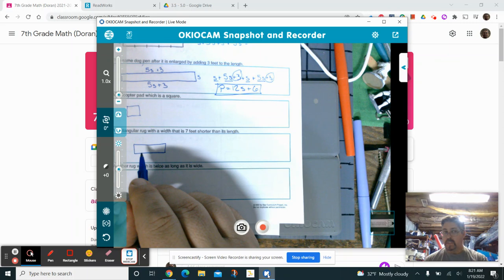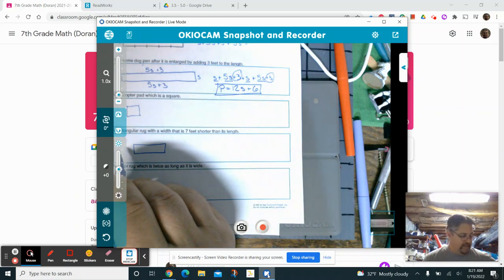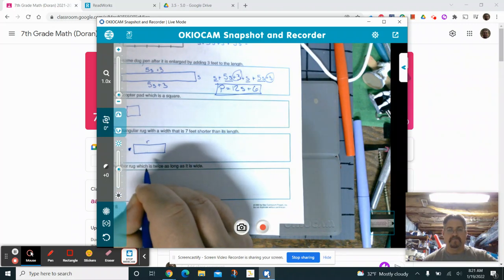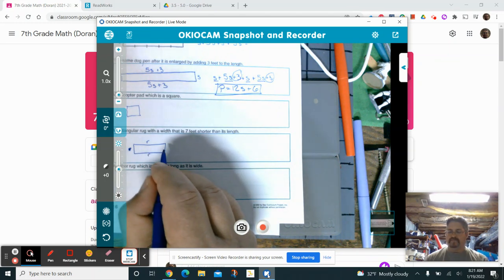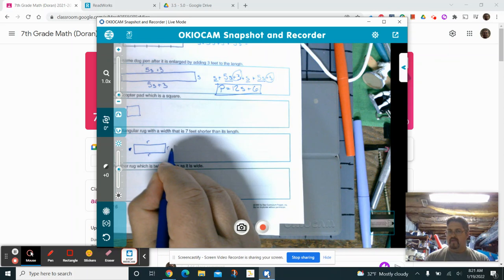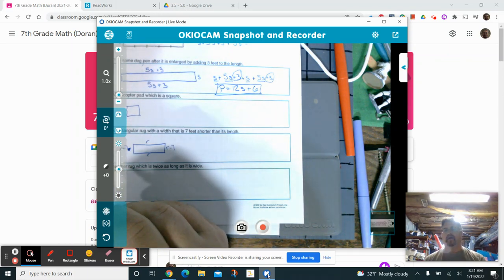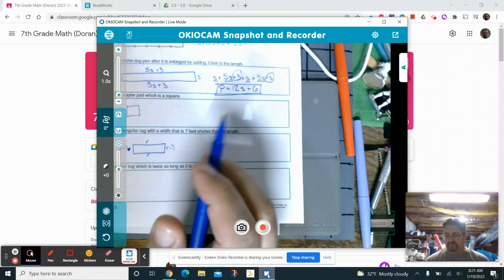So we could say, I don't like to use L because it looks like a 1. We'll call it R for rug. Okay? That side's going to be the same as this one. That's the length of the rug. And it's 7 feet shorter. So is that going to be R? What if it's 7 feet shorter? Very good. R minus 7. Or you could make these plus 7 instead and leave that the regular length. But either way you want to do it.